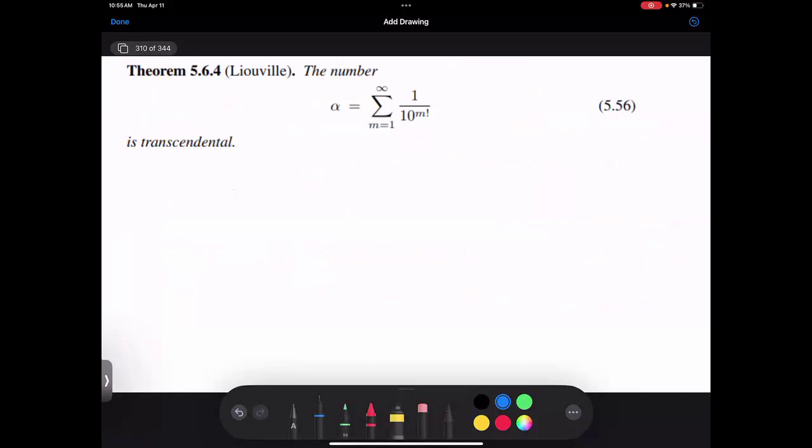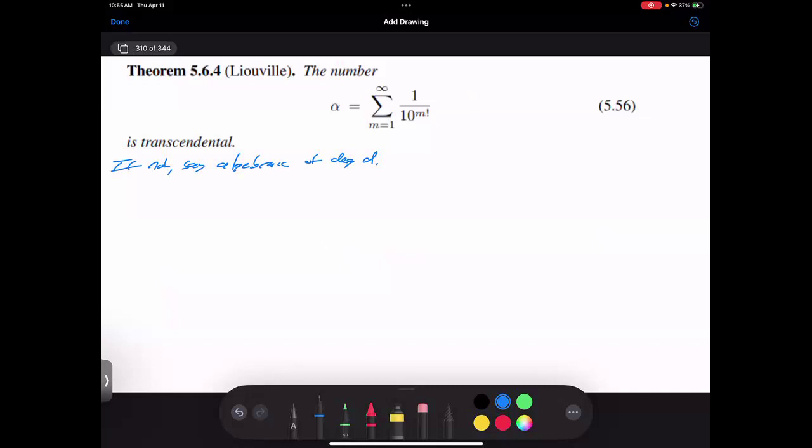And because it can be approximated by rationals extremely well, it can't be an algebraic number. So it has to be transcendental. All right, so let's try to prove that this is a transcendental number. So we'll do a proof by contradiction. So if not, say it's algebraic of degree d.